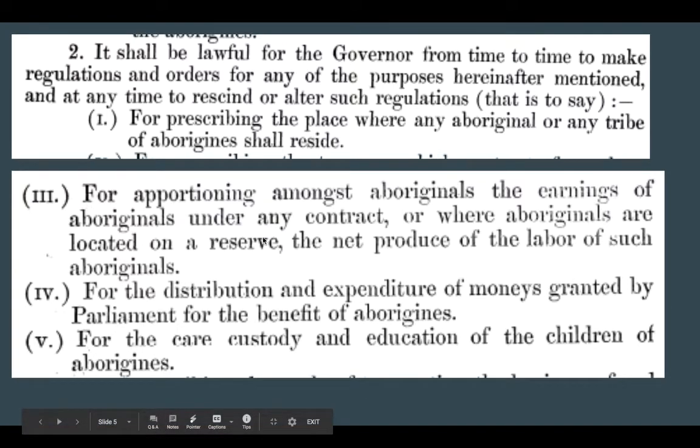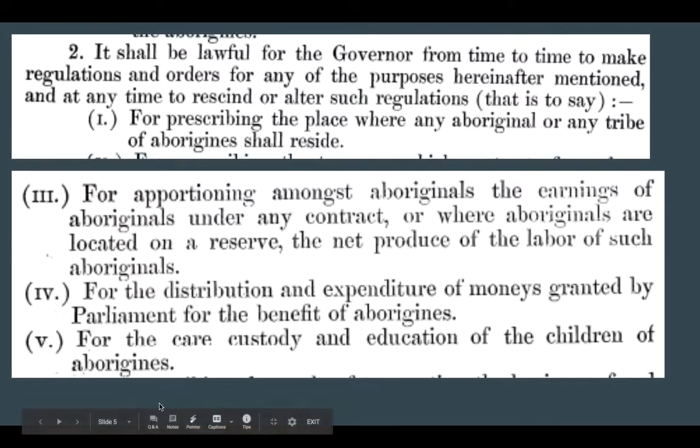Just talking about money, apportioning amongst Aboriginals the earnings of Aboriginals under any contract. So that means if you've got a job and you've got a contract, we're going to control that money. Because of this idea of protection, we're protecting you, we're looking after you, we're caring for you. But actually, what that meant in practice is we are controlling you. And down the bottom, for the care, custody, and education of the children of Aborigines.